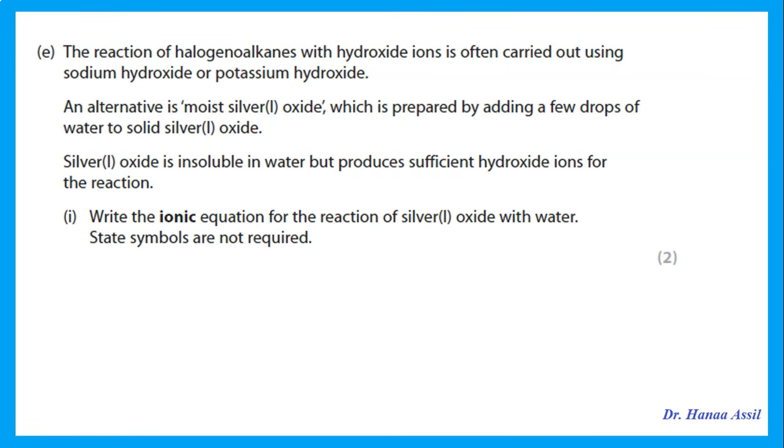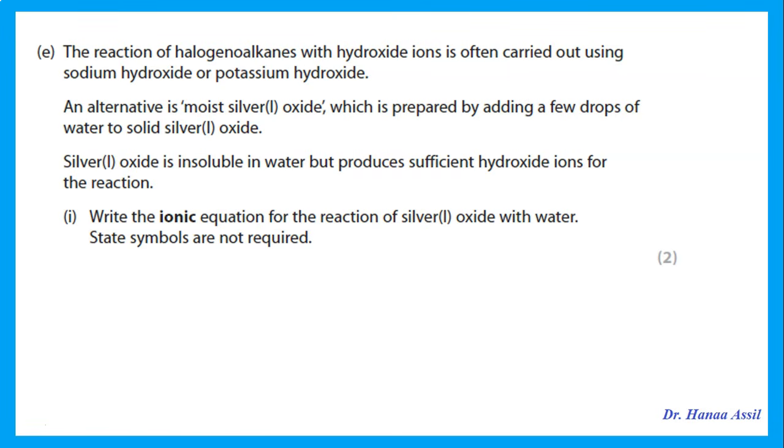So we're saying that we want hydroxide to be replacing the halogen. I can react it with sodium hydroxide or potassium hydroxide. This is the reaction that we know, but he's giving me another alternative. I could react it with silver oxide to which a few drops of water have been added. Silver oxide is insoluble in water but produces sufficient hydroxide ions for the reaction.